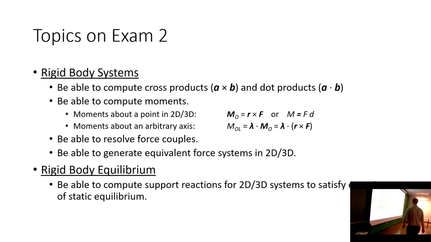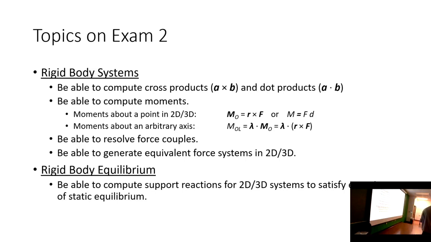So, in 2D or 3D, that can either take the form of the cross product, r cross F, or it can take the form of M equals F d, F being the magnitude of the force and d being the moment arm, the shortest distance from the point in question to the line of action of the force, okay?